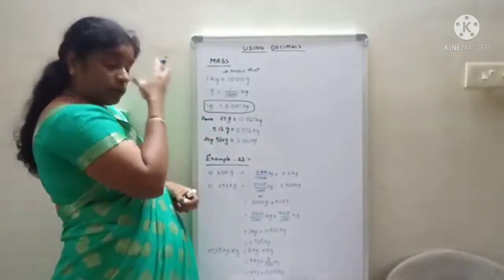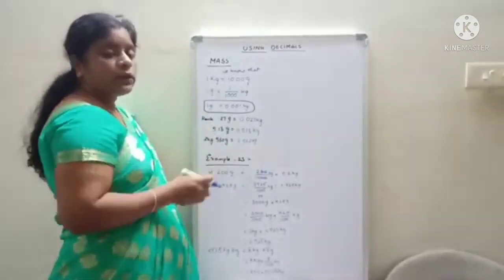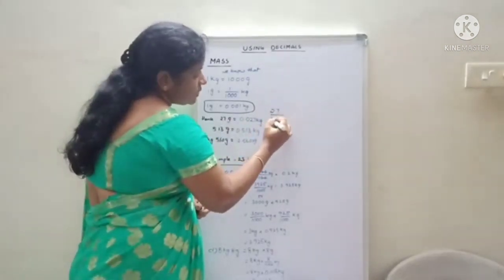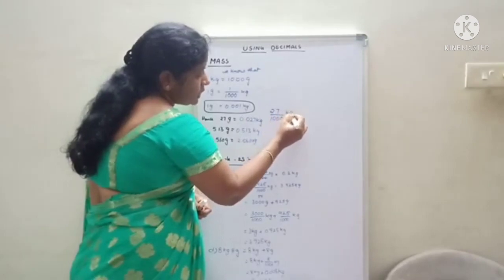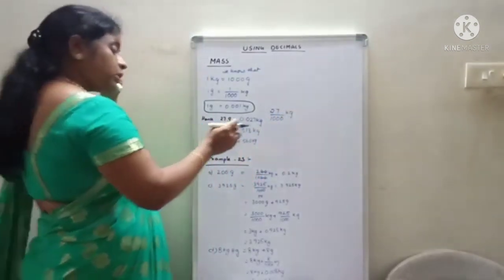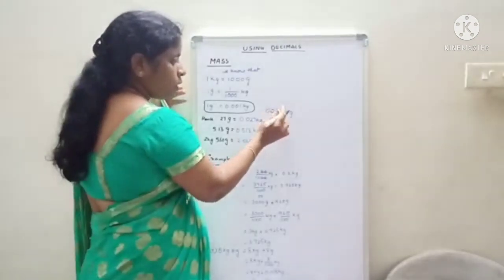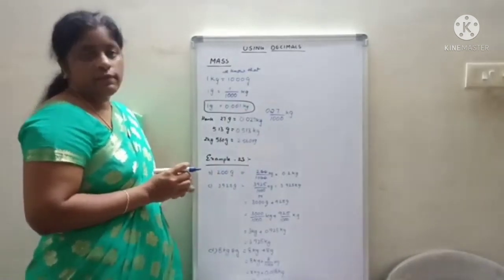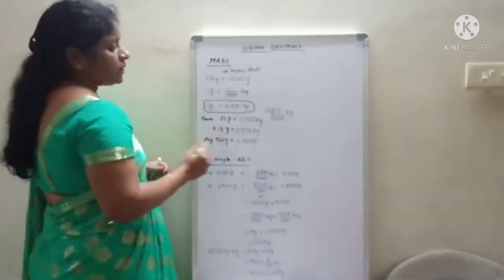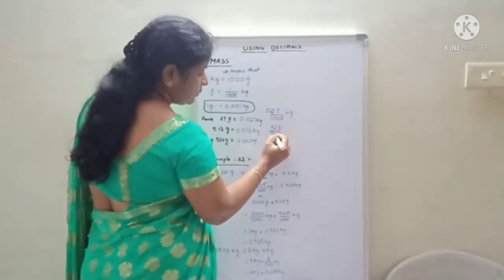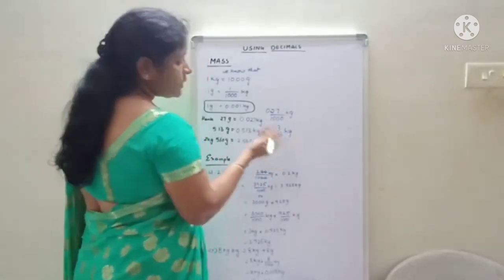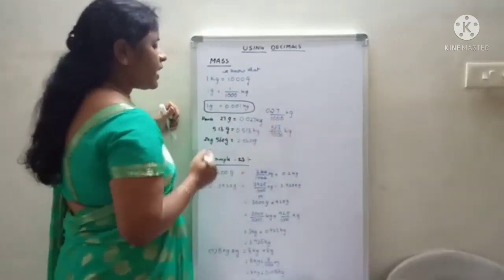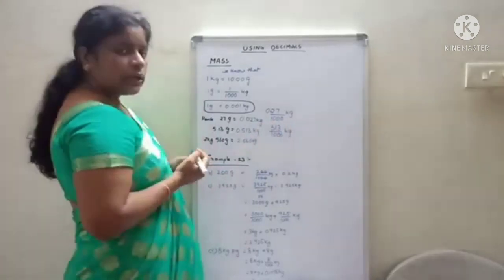Now you have to express 27 grams in kgs. We know 27 grams equals 27 by 1000 kg. How many zeros does the denominator have? Count 1, 2, 3. So the value is 0.027 kg. 513 grams is 513 by 1000 kg. Keep the decimal point after 3 digits from right to left: 1, 2, 3. So the value is 0.513 kg.